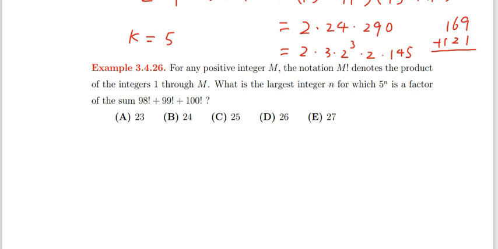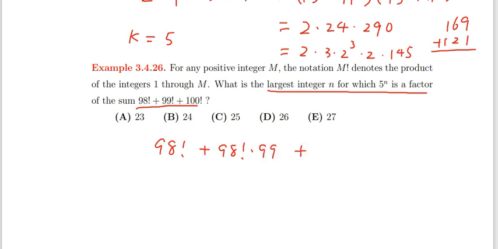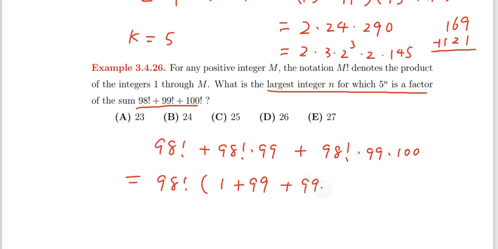Okay. So for this problem, also quite the same. We want to find the largest n so that 5^n is a factor of this number. So for this number, we know 99 factorial is equal to 98 factorial multiplied by 99, and 100 factorial equals 98 factorial, then multiplied by 99 and multiplied by 100, right? So we can take 98 factorial out: 1 plus 99 plus 99 multiplied by 100.